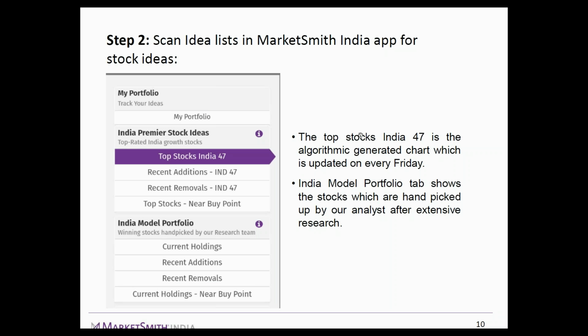This is an algorithmically generated list. Every Friday, the algorithm selects the stocks which have shown really good price strength in that particular week, and it is a list of the top 47 stocks. These are the stocks where you can identify the big winners, the stocks which are making new highs and showing a lot of strength. There's a lot of demand for these stocks. However, these are not stocks recommended by us, because this is just an algorithmically generated list.